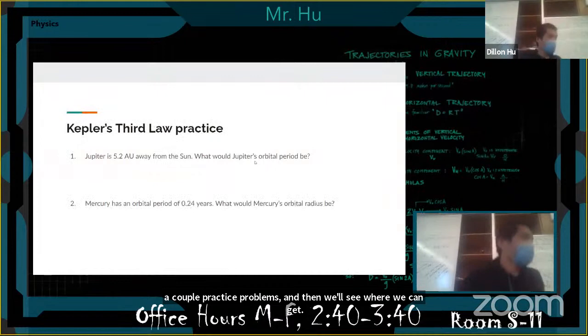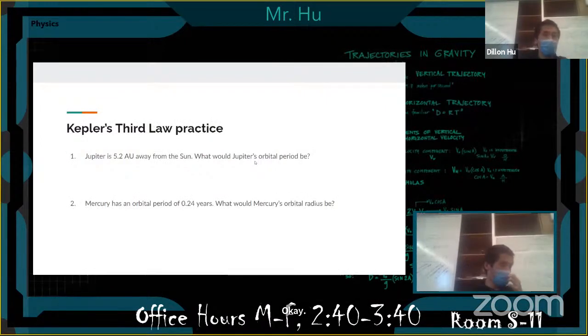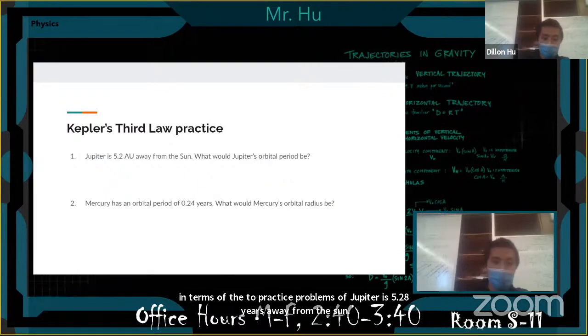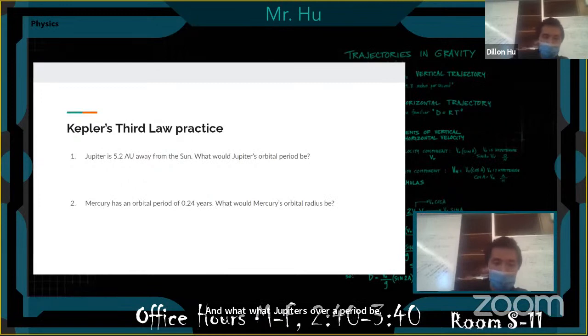So in terms of the 2 practice problems, Jupiter is 5.2 AUs away from the sun. What would Jupiter's orbital period be? And then the second one is, Mercury has an orbital period of 0.24 years. What would Mercury's orbital radius be? Or not orbital radius, orbital distance be?